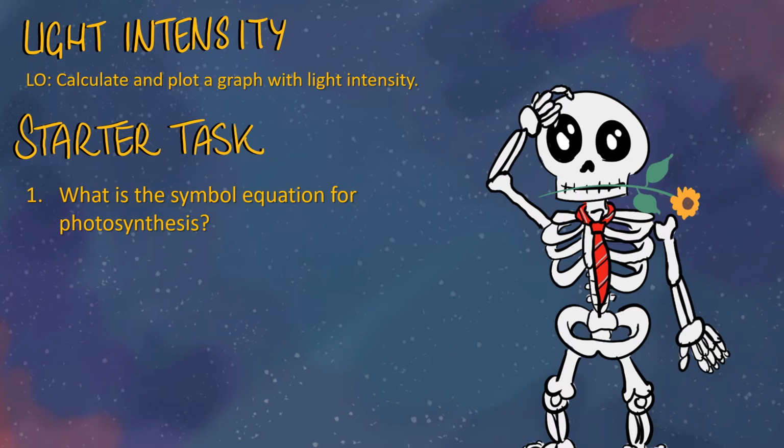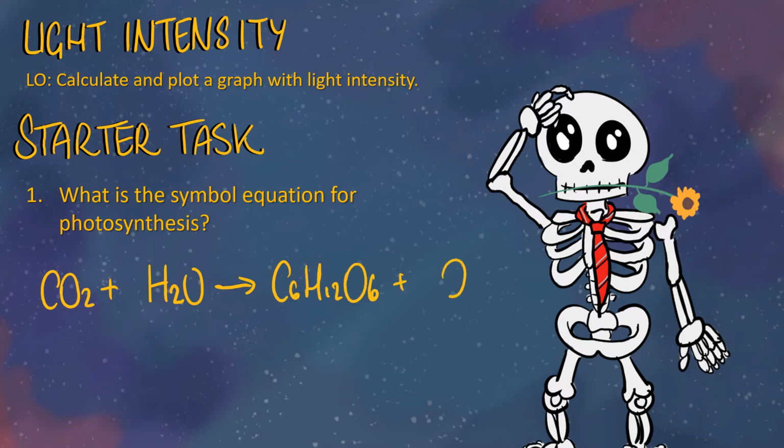Okay, the answers. So the simple equation for photosynthesis is CO2 plus H2O goes to C6H12O6 plus O2. So we've got carbon dioxide, water, glucose and oxygen, but remember this isn't balanced. So we have to put a 6 in front of everything other than glucose and that makes it balanced.